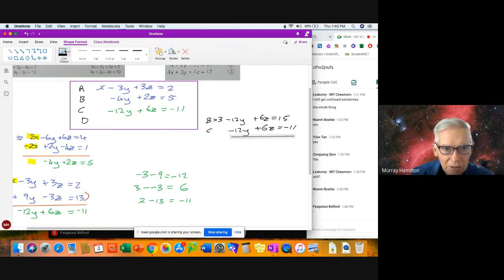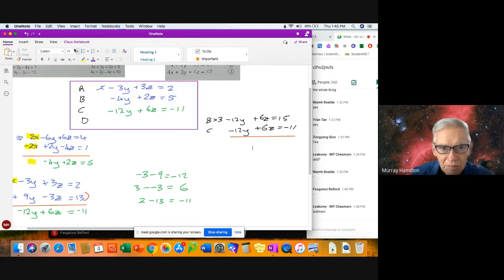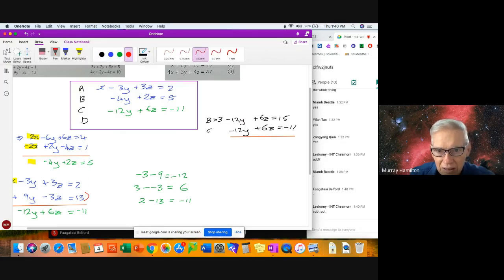Tassi, hello, welcome. Yes, we subtract these. When I do this, I get negative 12 minus negative 12, that's plus, it comes to nothing. 6z minus 6z comes to nothing, so I've got 0. 15 minus negative 11 equals 26. So there's my last statement.